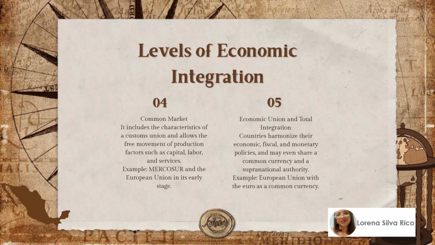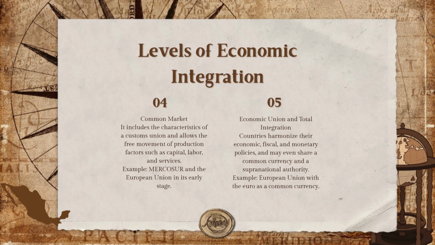5. Economic union and total integration. Countries harmonize their economic, fiscal, and monetary policies and may even share a common currency and a supranational authority. Example: the European Union with the euro as its common currency. Each level implies a greater degree of integration and cooperation, with advantages such as increased trade, investment, and economic growth, but also challenges in policy coordination and national sovereignty.